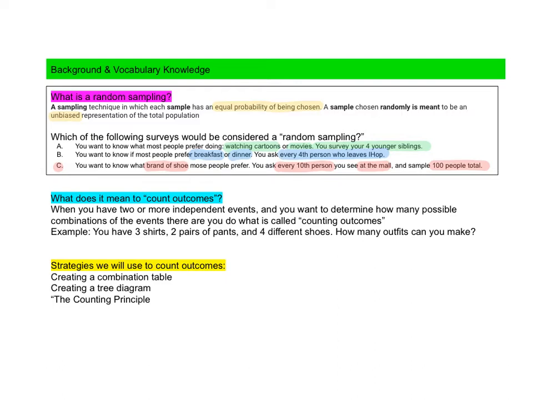Today's lesson is about counting outcomes. What does it mean to count outcomes? When you have 2 or more independent events, you want to determine how many possible combinations of events there are. You do what's called counting outcomes. Okay? Here's an example of a question we might see today. You have 3 shirts, 2 pairs of pants, and 4 different shoes. How many different outfits can you make? So this is what we're going to be doing today. This is the type of question we might get. And there are going to be 3 strategies that we use: creating a combination table, creating a tree diagram, or using what's called the counting principle. All right, let's get started.